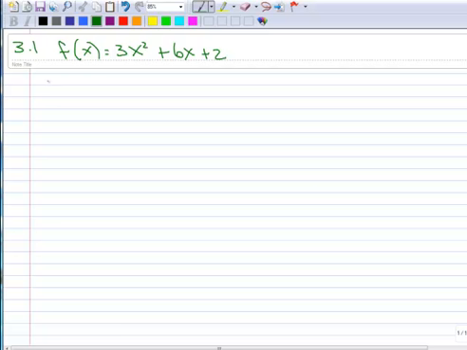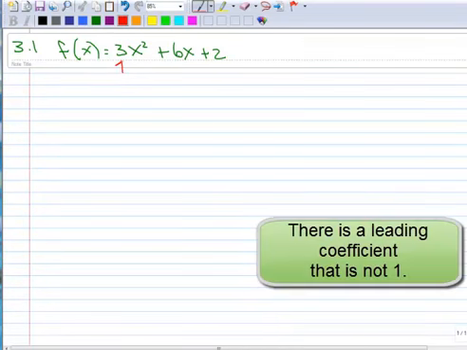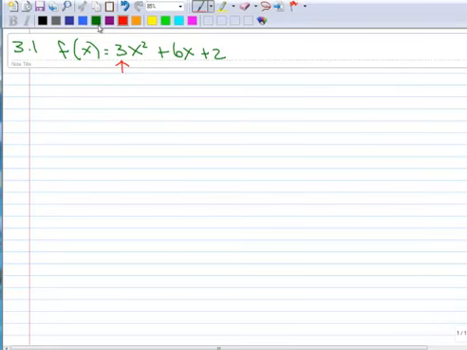Okay, in this example, which is going to be very similar to the ones that we just did in the previous video, we're going to change from general form to vertex form. The only difference here is that you will notice that the x squared term has a coefficient other than 1. This is our leading coefficient, so that's the only difference here, and there's a special technique or a way that we're going to deal with that.